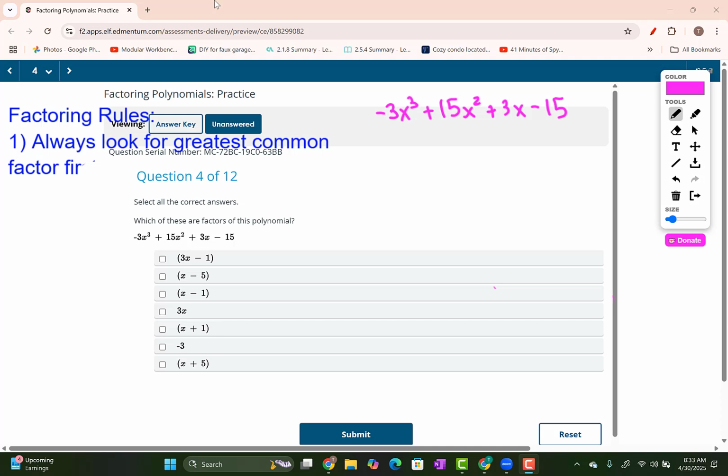Question 4, which of these are factors of this polynomial? Negative 3x to the third plus 15x squared plus 3x minus 15. So factoring rule number 1, always look for a greatest common factor first.